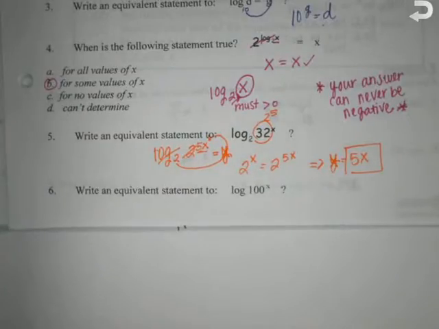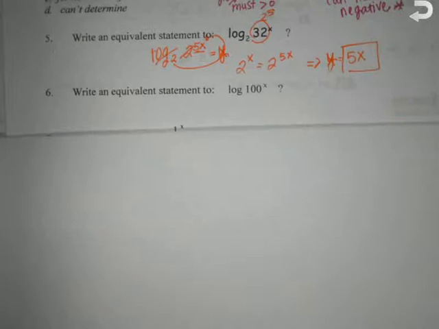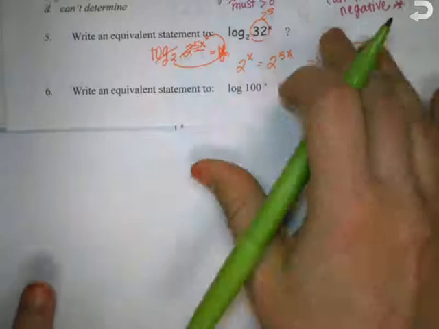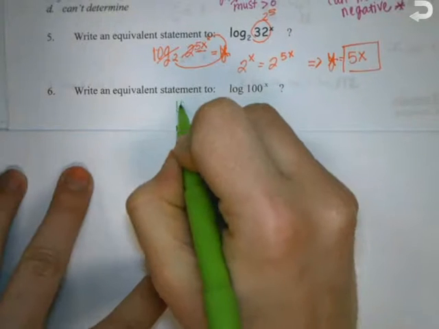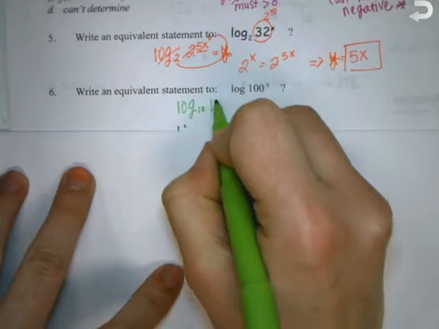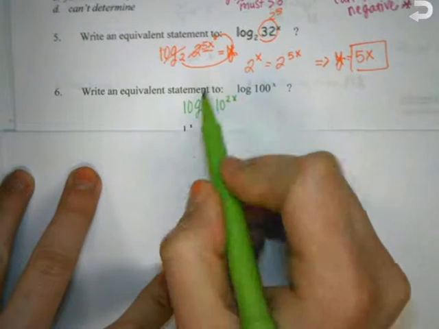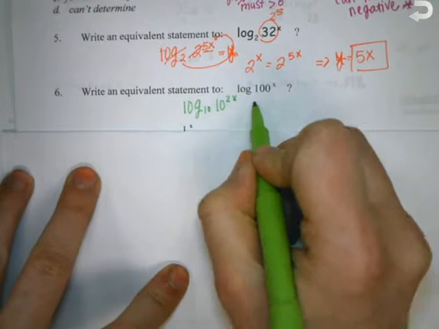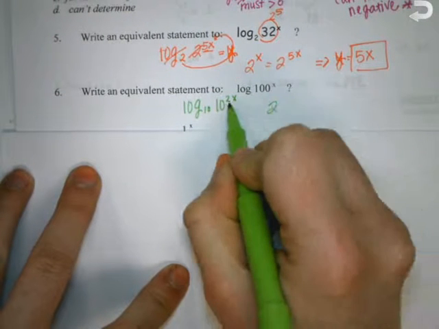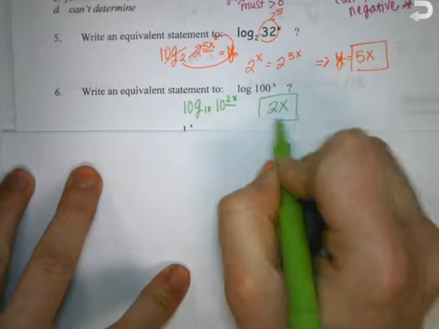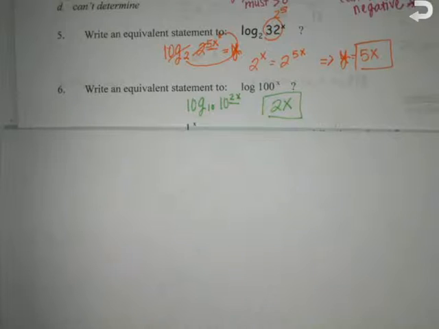Same type of thing. Will you do that one by yourselves? 2x. Log of 100x is the same as log base 10 of 10 to the 2x, which means we can cancel out that log base 10 and that 10, so our answer is just the exponent of 2x. Good. Okay, so last one, number 7.